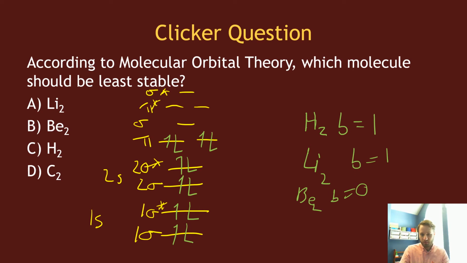So that's carbon. For C2, that has a bond order of 2. If you add up all the bonding electrons and subtract off all the anti-bonding electrons, you're going to have a total bond order of 2. Okay, so that means that carbon is going to have the strongest bond, and it's going to be the most stable. And beryllium is going to have essentially no bond, and it's going to be the least stable. So the answer here for what should be the least stable is Be2.